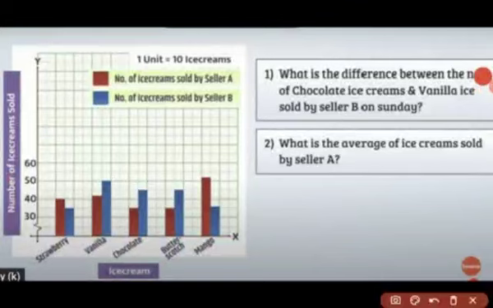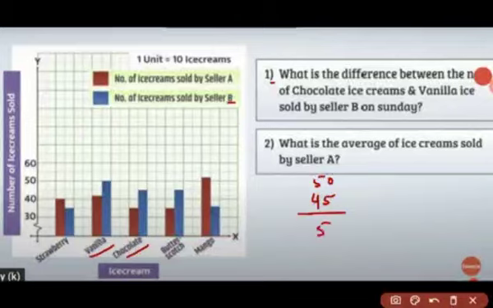So what's the question given? What is the difference between the number of chocolate ice creams and vanilla ice creams sold by seller B on Sunday? Okay, seller B, he sold how many chocolate ice creams? He sold 45 chocolate ice creams, right? And how many vanilla ice creams? It is 50. So they're asking us to find the difference. So 50 minus 45, it is 5.